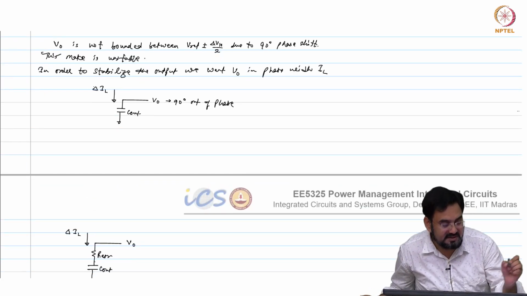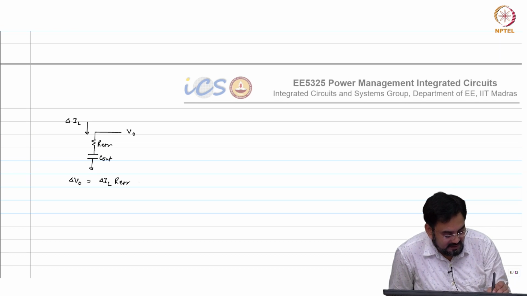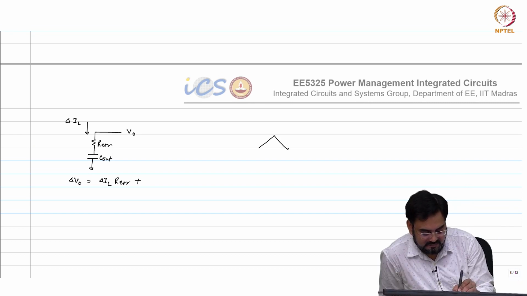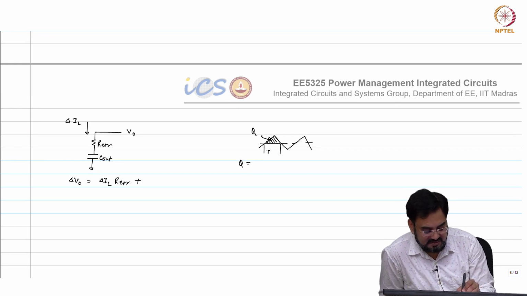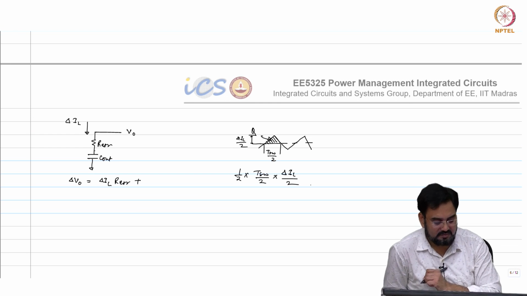Only the ripple component is going inside the capacitor. So delta IL RESR plus what is the other component? This is charge Q. How much was Q? This is Ts by 2 and this is half into Ts by 2 into delta IL by 2, correct.